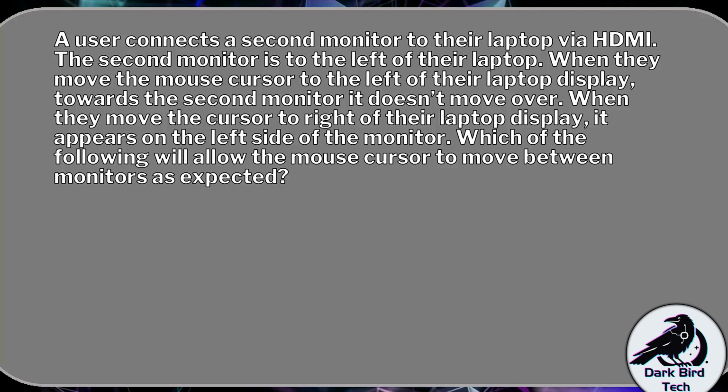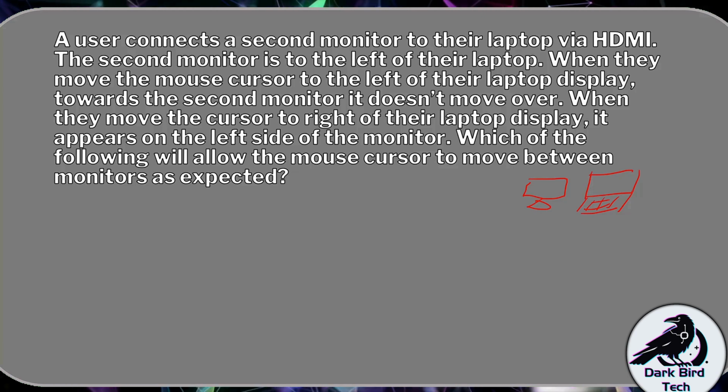Another lengthy scenario. A user connects a second monitor to their laptop via HDMI. The second monitor is to the left of their laptop. When they move the mouse cursor to the left of their laptop display towards the second monitor, I'm losing track of things, and you might be too. So if that happens, maybe start sketching out what they're describing to you. So let's have a laptop, and let's have a monitor.